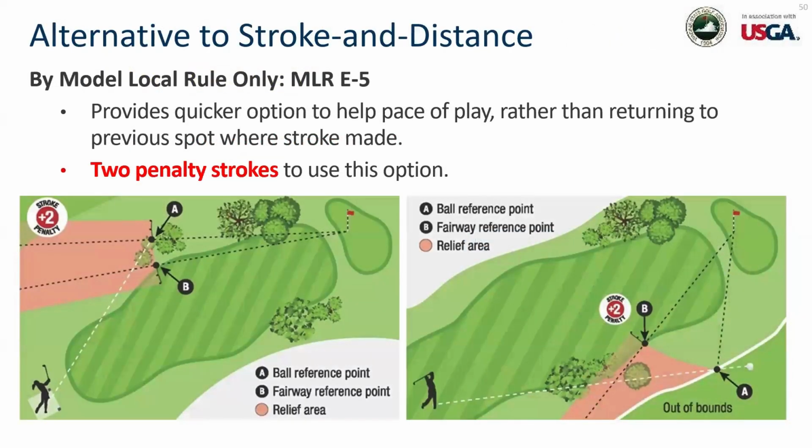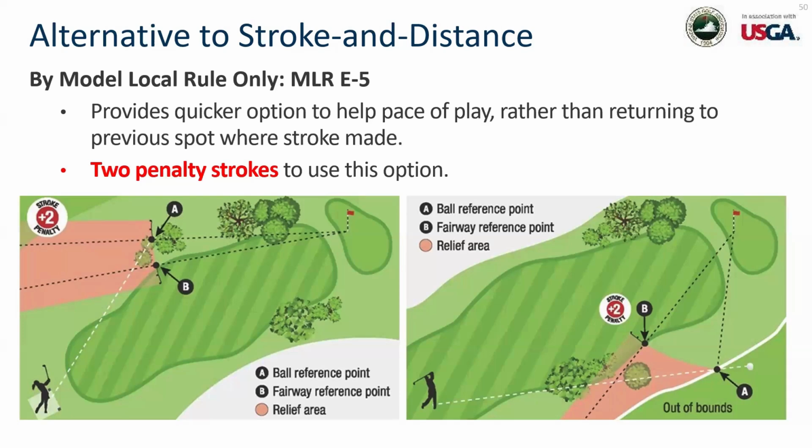We do have a model local rule option. This option is only available if the committee puts this model local rule in effect. So we will cover it because it is common, especially in casual play or maybe not super competitive tournaments. Those higher championships, you're not really going to see this alternative to stroke and distance. In those, such as our championships, you will only have the option of stroke and distance if your ball is lost or out of bounds. But if you play in any of our one-day events, those more casual events, this is an option to you. We do allow the model local rule to be used.